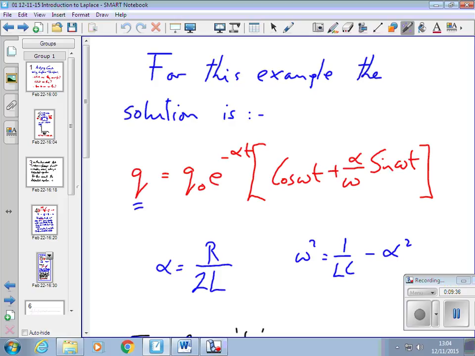The charge equals the initial charge times e to the minus alpha t, where alpha is some constant, times cos omega t plus alpha over omega sine omega t, where omega is the angular velocity related to the frequency of the circuit. I could have put in a t, because it's the instantaneous charge at any time t. So if I want to know what is the charge at any point in this circuit, then that's the formula.